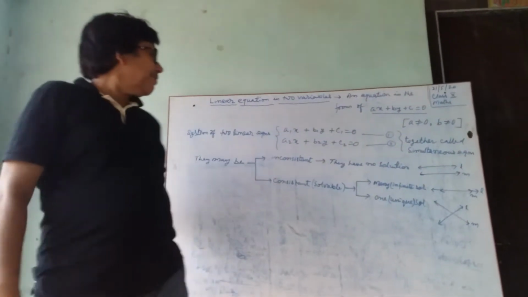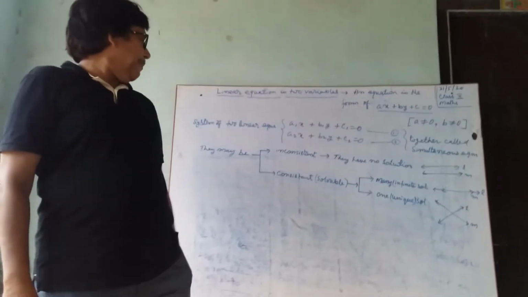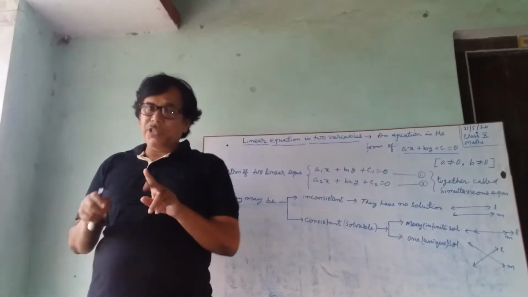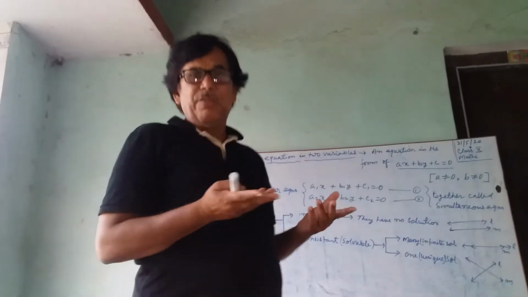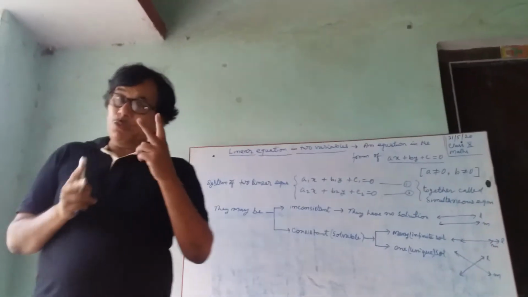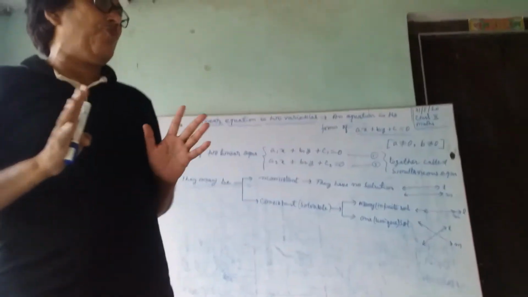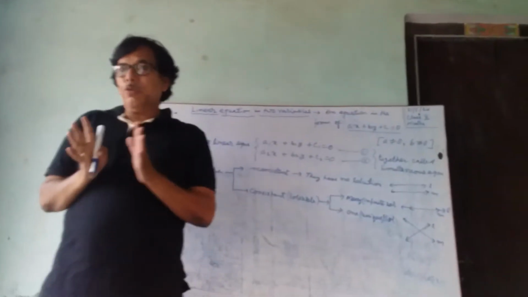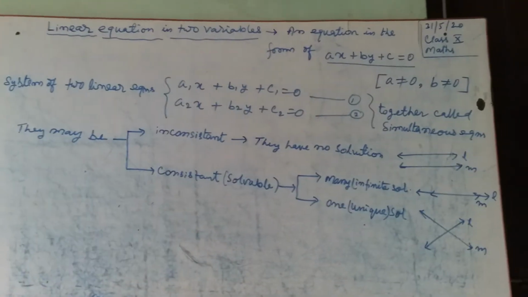Dear students, today we will study mathematics. The chapter is linear equation in two variables or simultaneous equation. This equation has two variables x and y. Therefore, if there are two variables, two equations will be needed for their solutions. The linear equations in two variables are also called simultaneous equations. What is simultaneous? What is a linear equation in two variables?